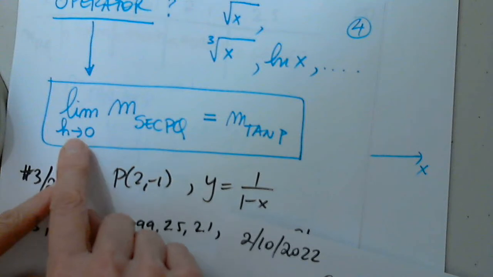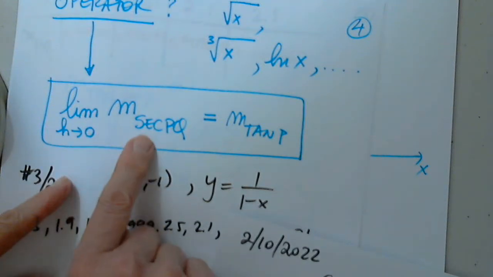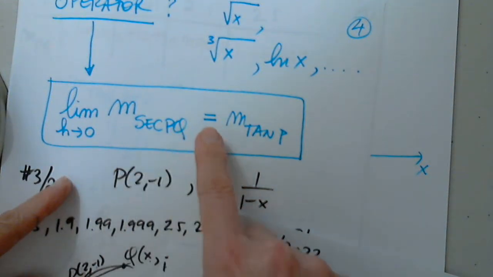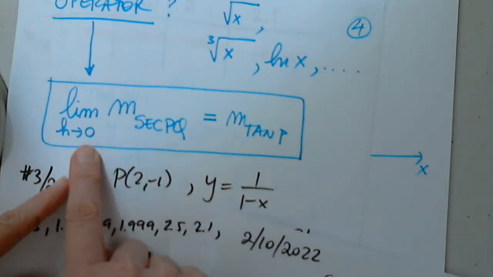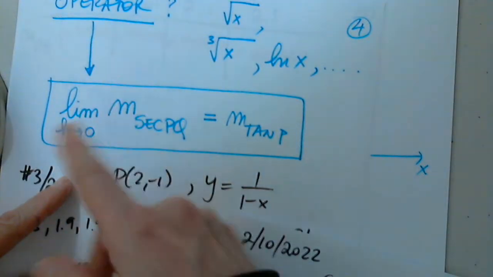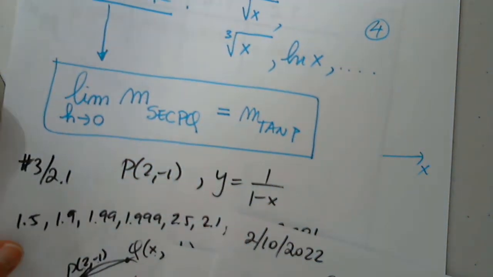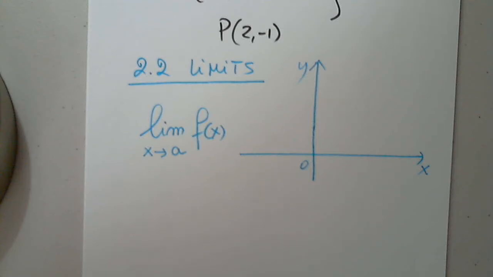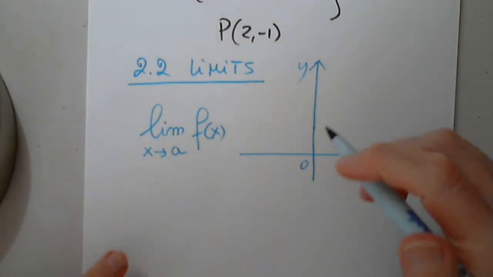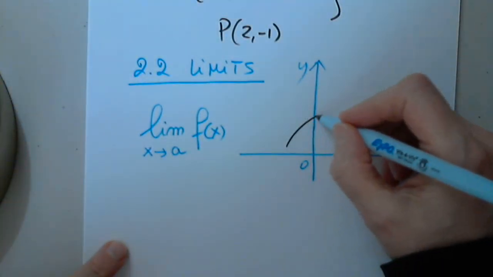q, which means h approaches 0, the slope of the secant line pq equals the slope of the tangent at p. So this is what we've seen the first time, the limit operator being applied to something. Okay. There is way more to it than just the slope of the secant becoming the slope of the tangent. Okay, so let's take a look at a function.